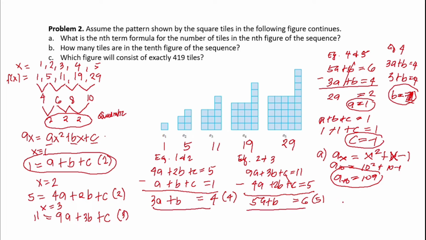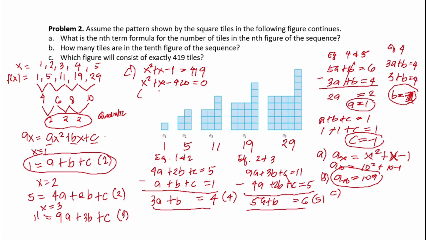Next we have letter B, and this is letter C. Our letter C is which figure will consist of 419 tiles. Let us answer here, a big space. So we have the equation x squared plus x minus 1, this is for letter C, is equal to 419 tiles. So therefore x squared plus x minus 420 is equal to 0.